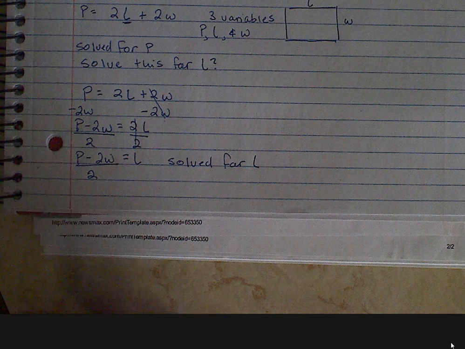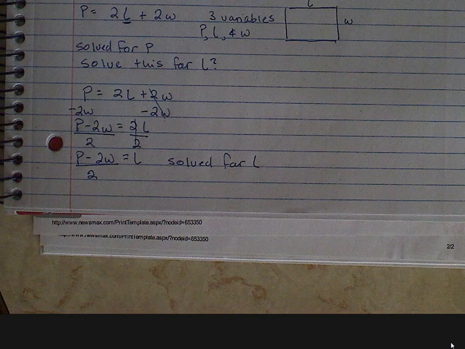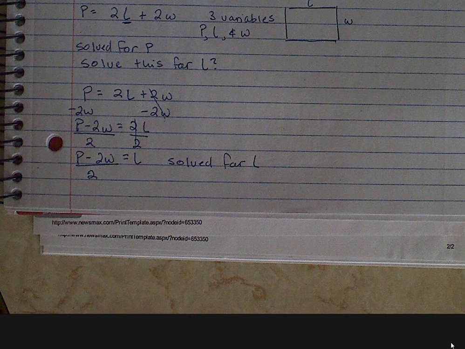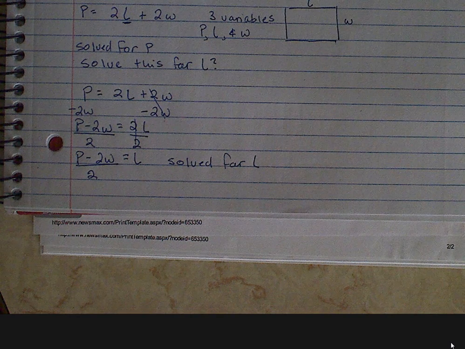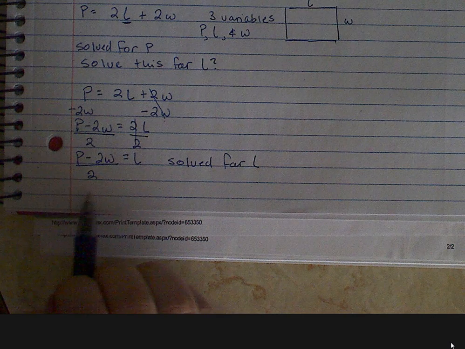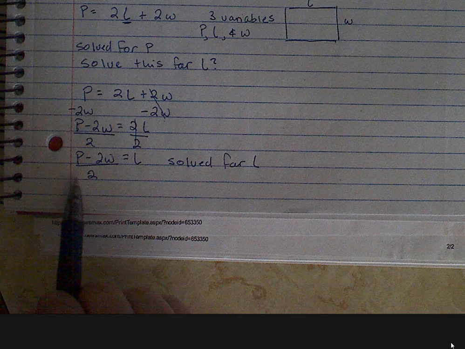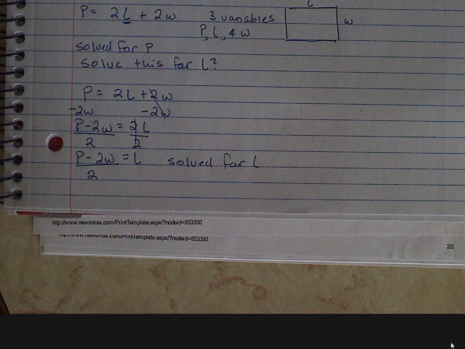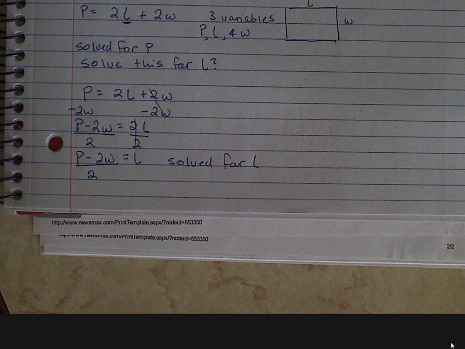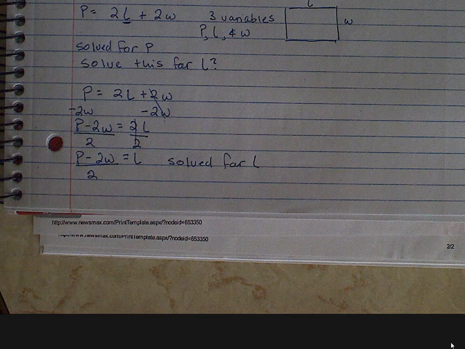This can be really unsatisfying for Algebra 1 students because when you get your final answer, you don't end up with x equals 3 or x equals negative 5/3 even. You end up with L equals P minus 2W over 2. I don't like it. That's just the answer. I know you don't like it.